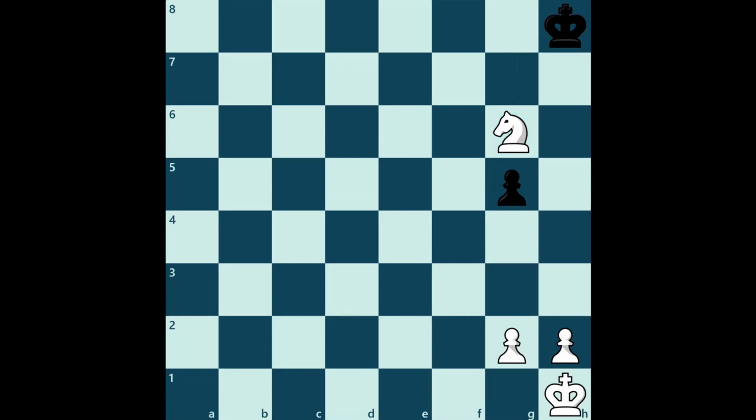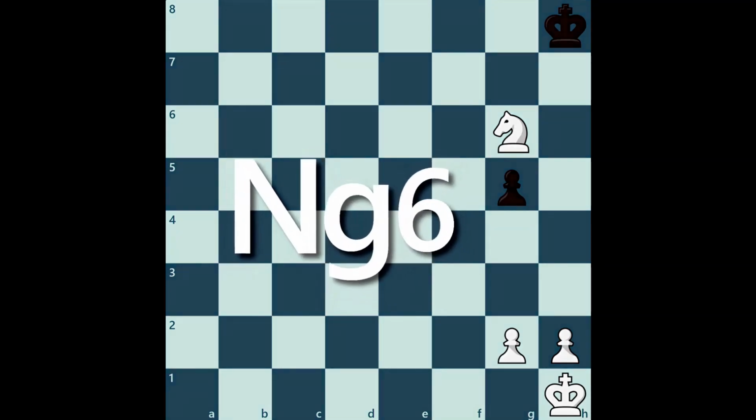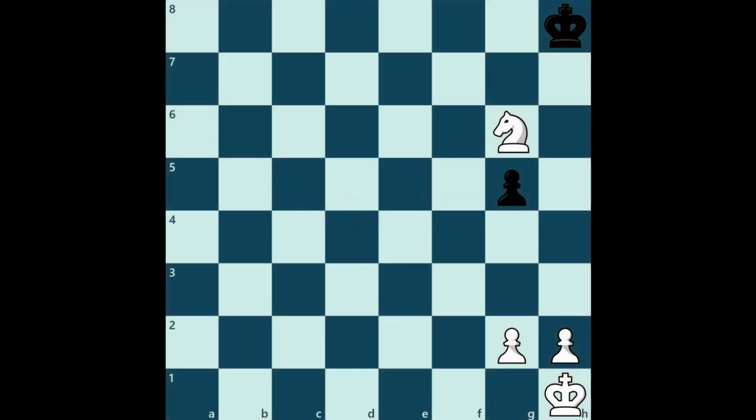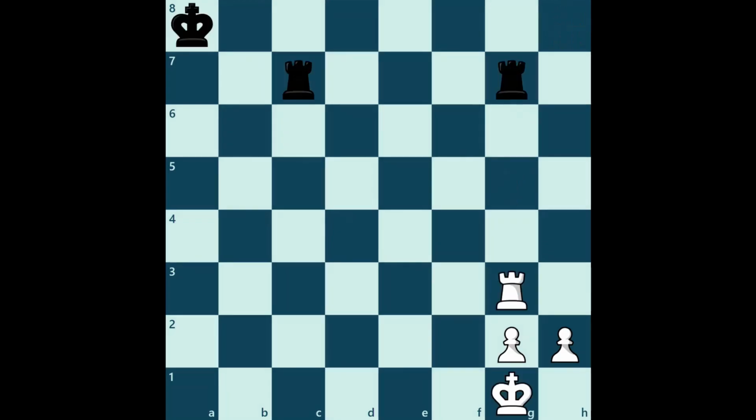One final question is, how do we notate a check? It is pretty easy. All you do is add a plus to the end of your typical move notation. This means after writing Ng6, you add a plus at the end. So it'll look like this, Ng6+, meaning that black is in check. Now it's your turn to practice playing check.